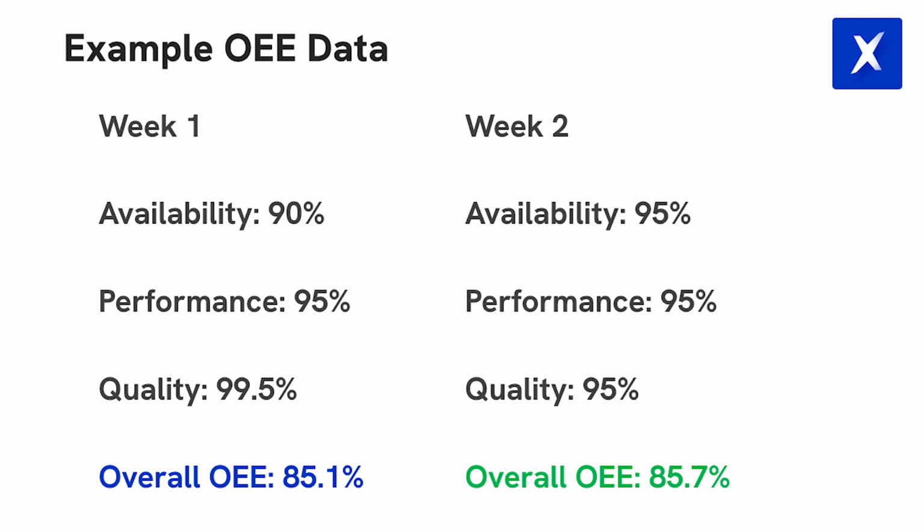Dig a little deeper and the picture becomes less clear. Look at the individual factors. Most companies would not want to increase availability by 5% at the expense of decreasing quality by 4.5%. That's why it's important to always look at the 3 key values your OEE is based on. Still, it's a great long-term indicator for your production's efficiency. And with Centaura, it is always available and up to date.